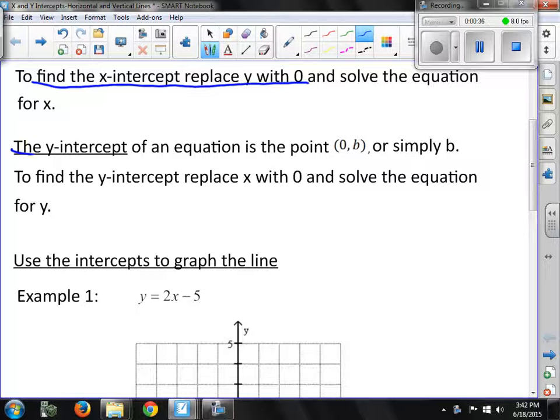Likewise, to find the y-intercept of a line, it is always the point (0, b), or sometimes we just call it b. Notice the x value is always 0 for a y-intercept. So to find the y-intercept, we're just simply going to replace x with 0 and solve the equation for y.